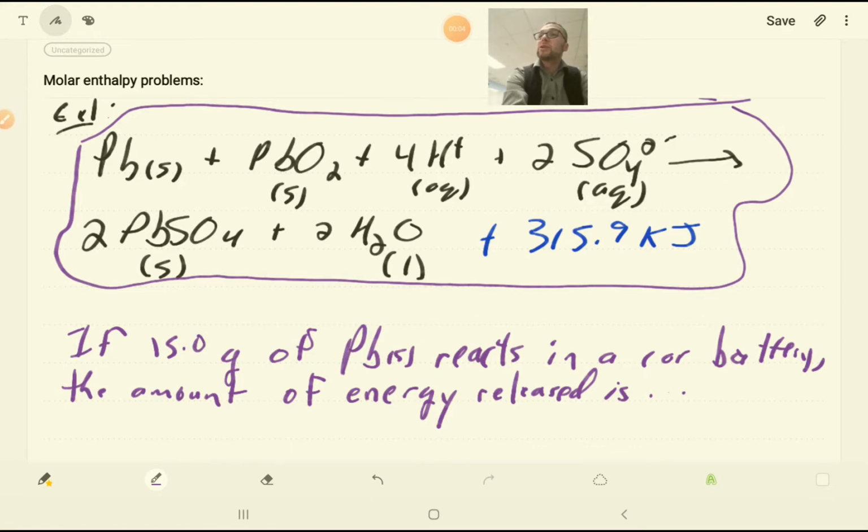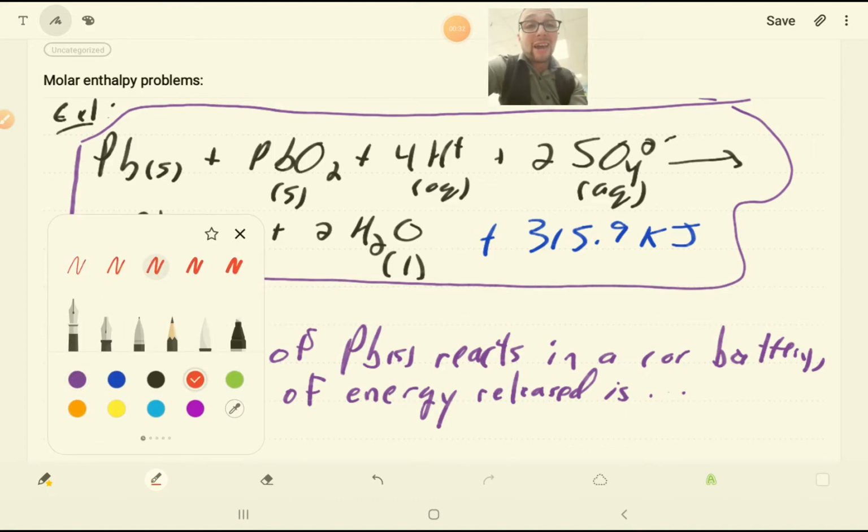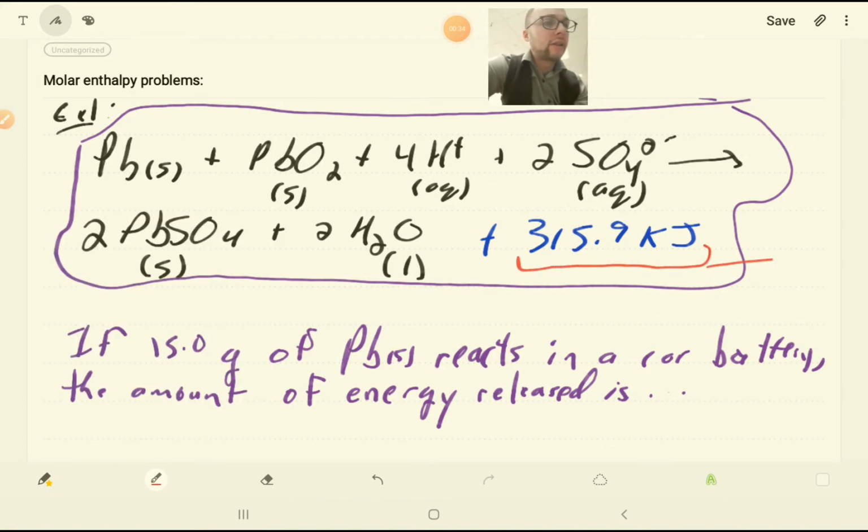So as promised, I'm going to solve two more involved molar enthalpy calculations when we're given chemical reactions and not when we're given calorimetry data. For this one, we have lead plus lead(IV) oxide plus 4H+ plus 2SO4 2- yields 2 lead sulfate plus 2 moles of water plus 315.9 kilojoules. And remember, if that's on the product side, then that is going to be an exothermic reaction.